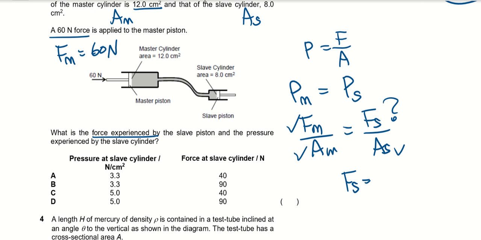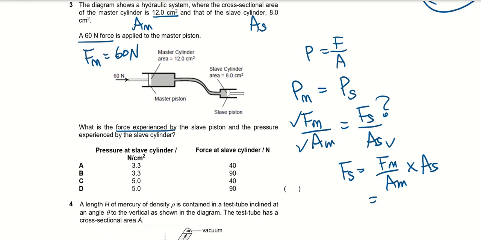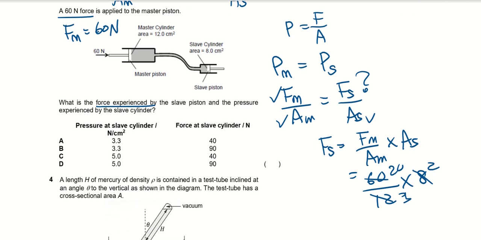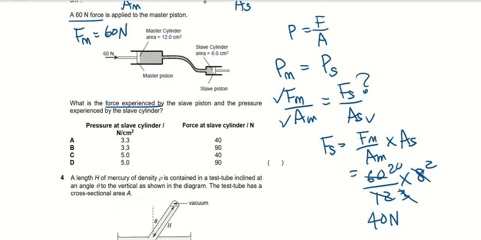Fs equals Fm over Am multiplied by As. Fm is 60. Am is 12 multiplied by 8. So Fs is actually 40 Newton. Okay, that means the force at the slave cylinder is 40.